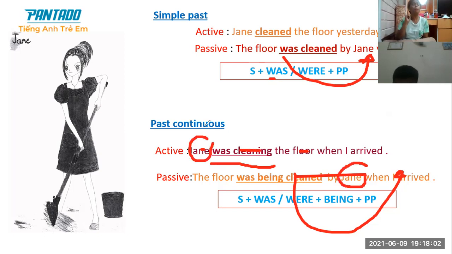Okay, always remember, tab, that in active voice, the subject here, Jane, is always in the beginning. But in the passive voice, the subject will always be at the end of the sentence. This is the subject. So always remember, when I say active, it's always at the beginning. When I say passive, it's always at the end. Always remember that. Okay, very good. Okay, next one.